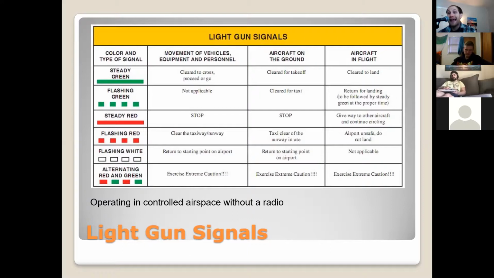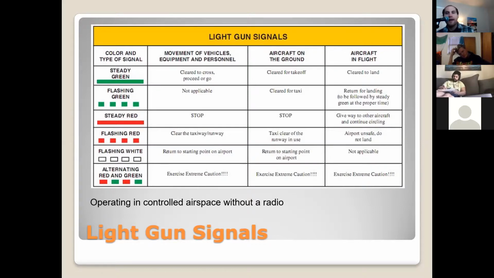I personally would exit the traffic pattern and go find another airport, probably an uncontrolled airport where radio calls don't have to happen anyway. So these are the ATC light gun signals for the control tower at airports. Flashing red light: if you're in the air, the airport's unsafe. Do not land. I personally would probably go find a new airport. If you were on the ground, flashing red is taxi clear of the runway. Get off the active runway.